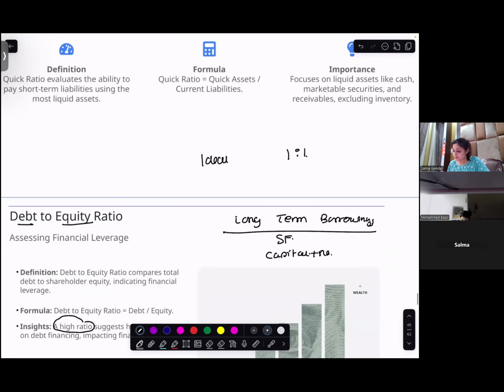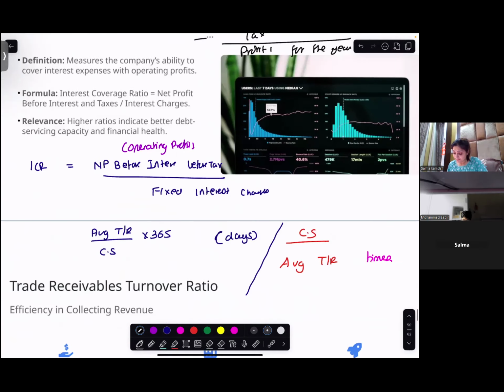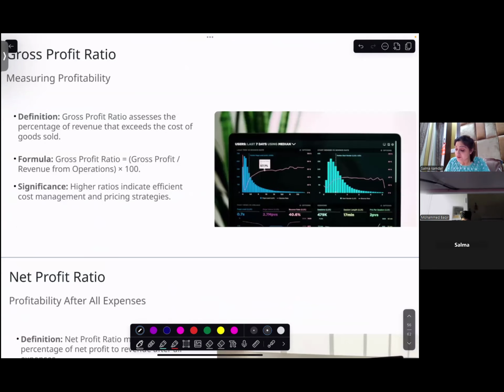What do you mean by gross profit? Gross profit means the percentage of revenue that exceeds the cost of goods sold. So your gross profit ratio, if it is markup, your gross profit is on costs. It helps you to calculate your gross profit. The formula for this profitability ratio is gross profit over revenue into 100.